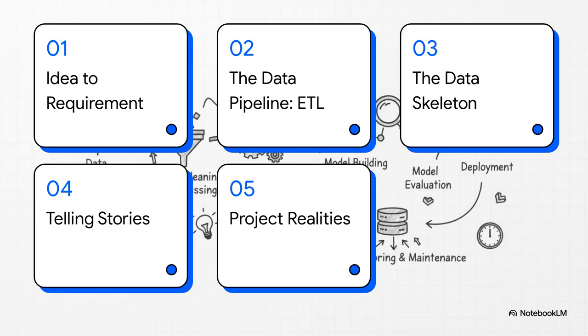We've got 5 main stops. First, we'll look at how you go from a raw idea to a solid requirement. Then we'll dive into the data pipeline, the real engine room. After that, we'll see how to build a data skeleton to make sense of it all. Then the fun part, telling stories with dashboards. And finally, we'll get real about what happens when things don't go exactly to plan.